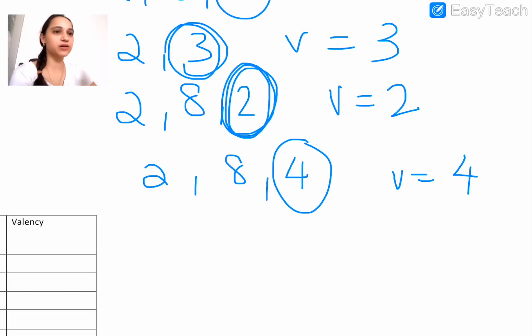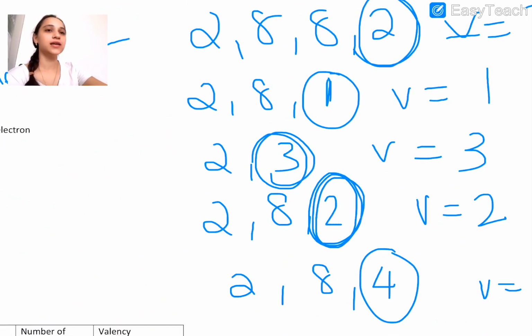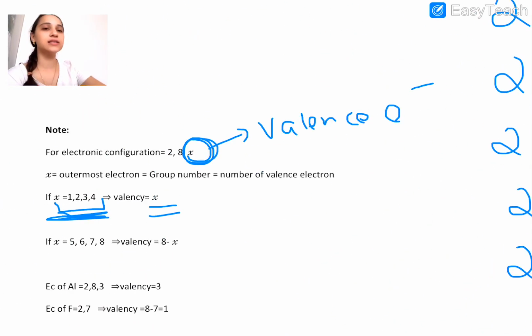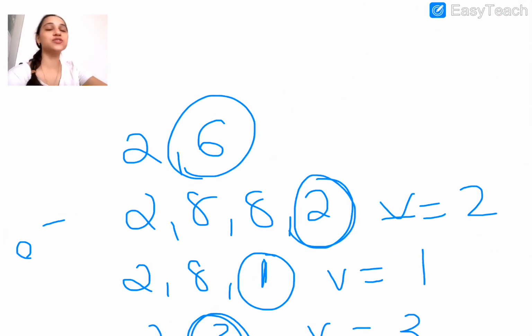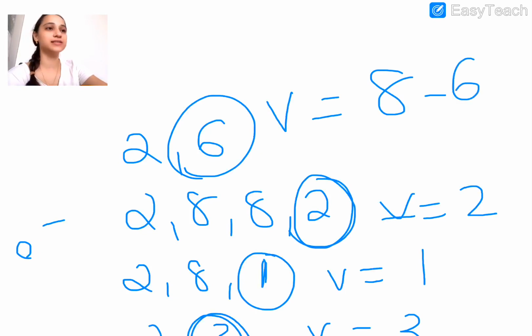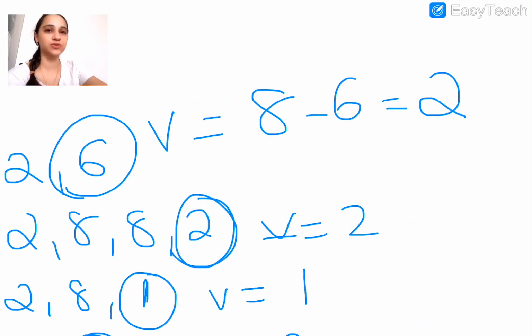If you still remember, valency is the combining power, which means how many bonds it can form, which means how many other atoms it can bond to. So that's valency. But if that last number is more than 4, so in this case it's 6, then valency is not going to be equal to 6. Valency would be equal to 8 minus 6. In this case would be equal to 2.